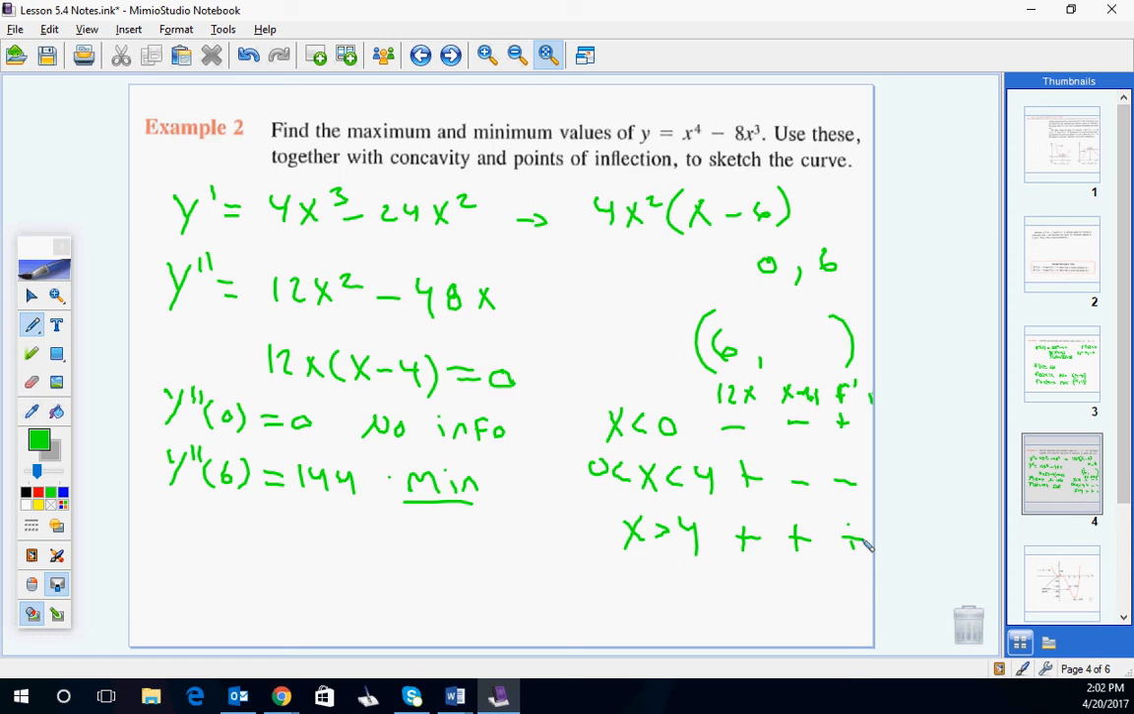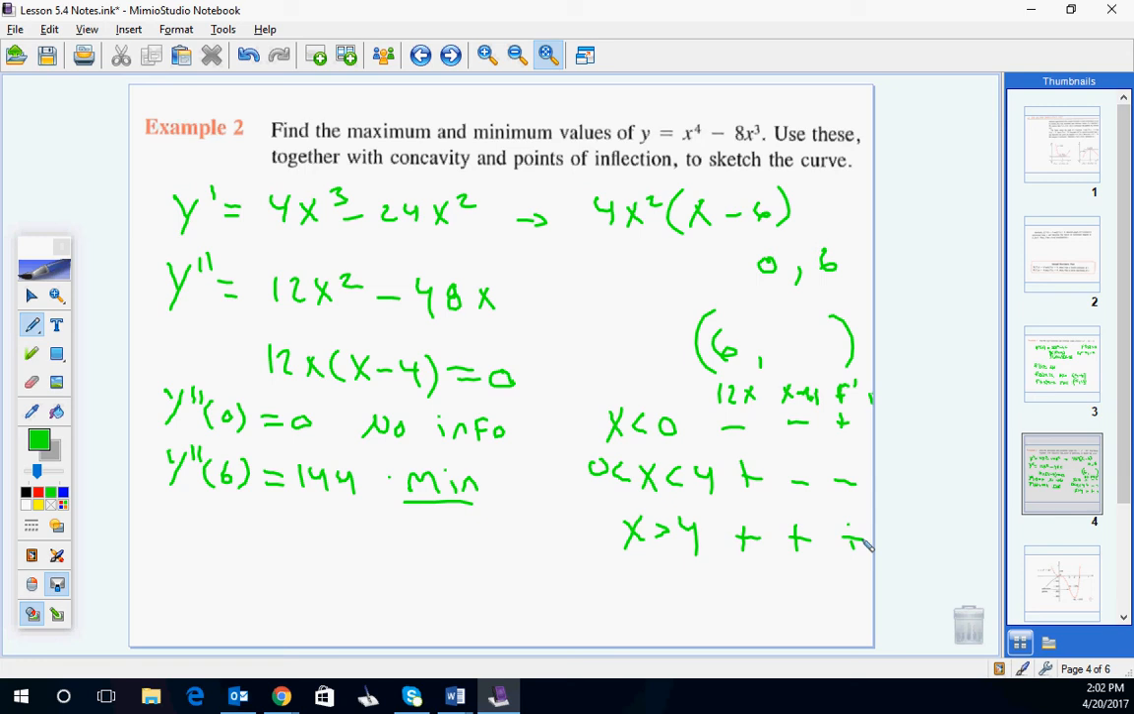So understand, we have 0 and 4 as points of inflection. What were our increasing, decreasing points? 0 and 6. So we have all these points of information now. This is how we're developing our curve sketching. We're getting all this information that we can put down. Okay, let's see if there's anything else we need.